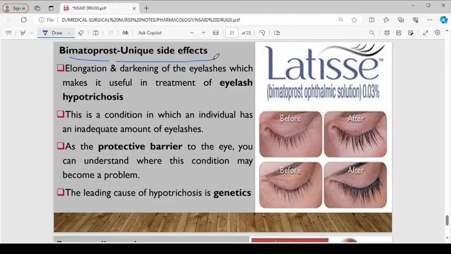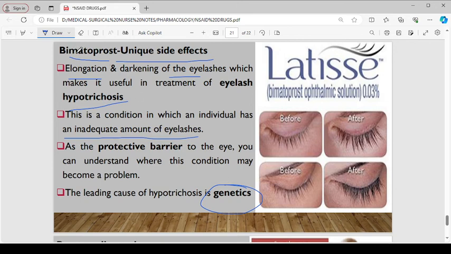So you find that when you use the bimatoprost, it will lead to elongation and darkening of the eyelashes, which also makes it very useful in treatment of eyelash hypotrichosis. So for starters, eyelash hypotrichosis is a condition in which an individual has inadequate amount of eyelashes. So as a protective barrier to the eye, you understand where this condition can become a problem. When this happens, you find that the leading cause of this condition is mostly associated with genetics.